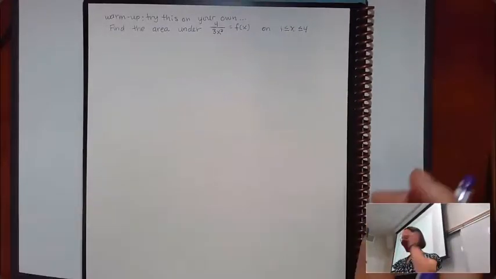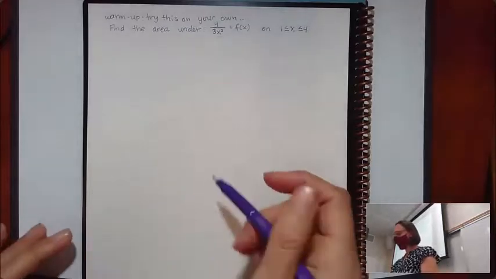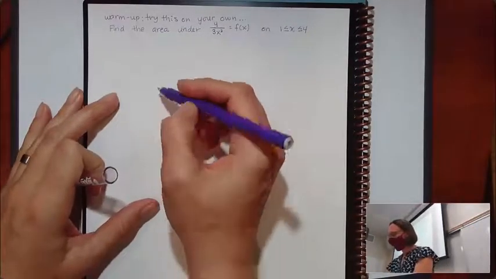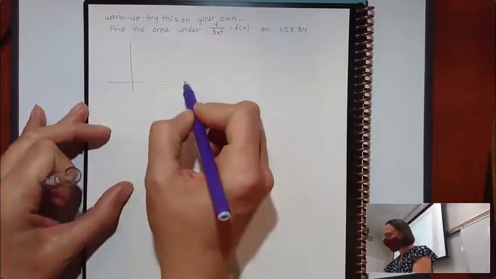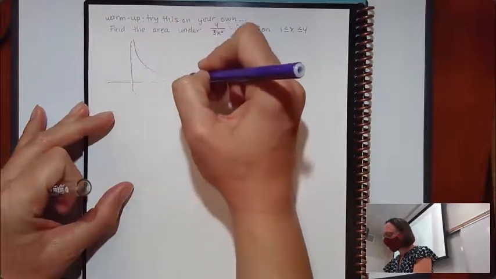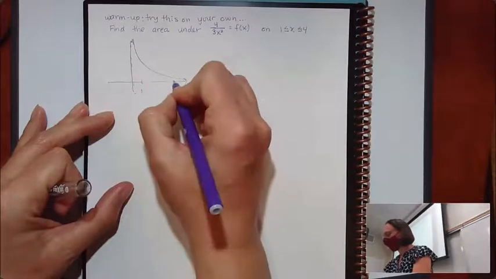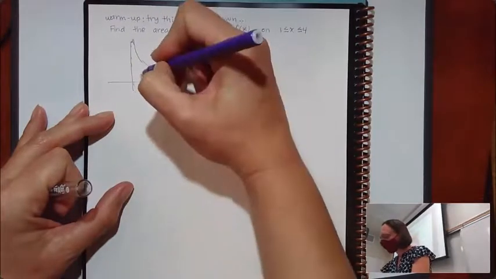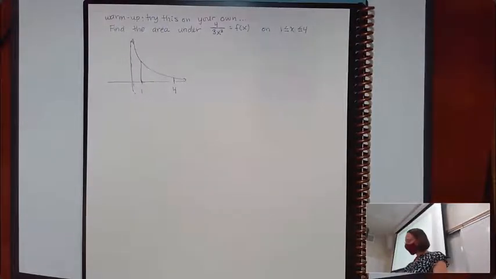So let's get started on this thing. I'm going to draw a picture, not that you have to. 4 over 3x squared should kind of look like, have this asymptote at 0 and should kind of do this on this side. And I won't worry about the other side because we only care about from 1 to 4. So that's the area in there that we're looking for.